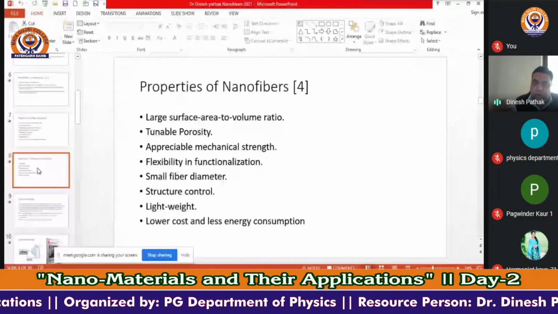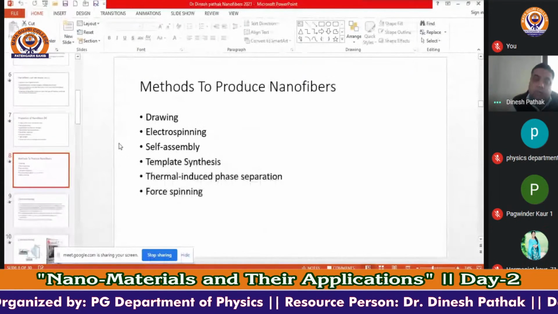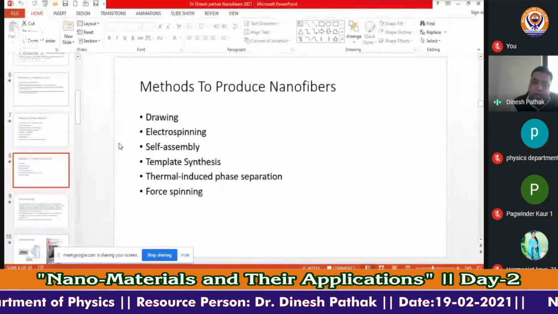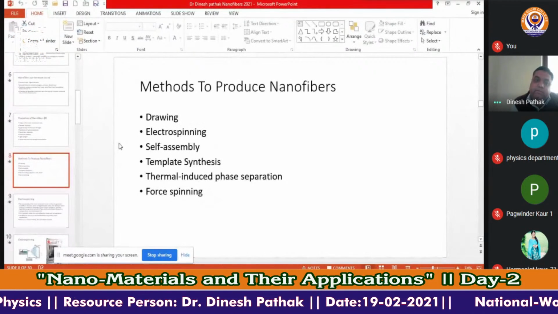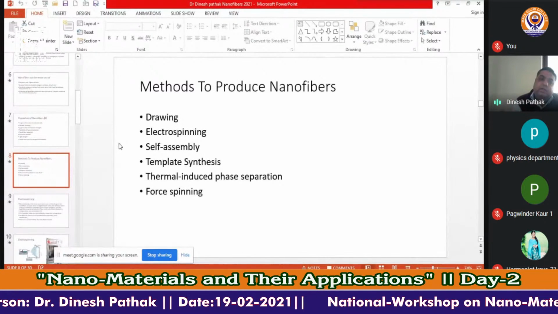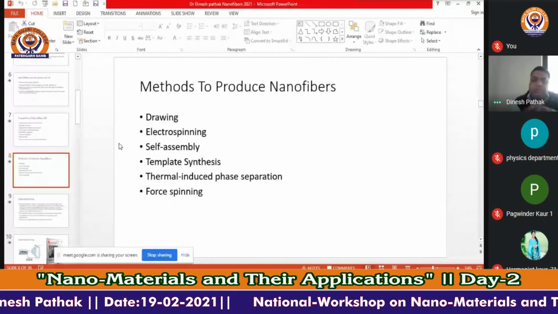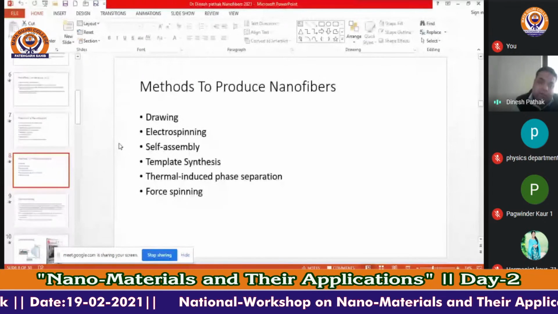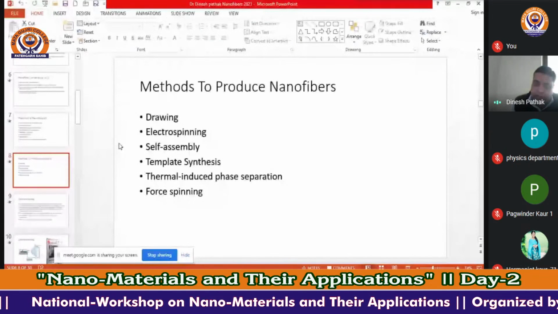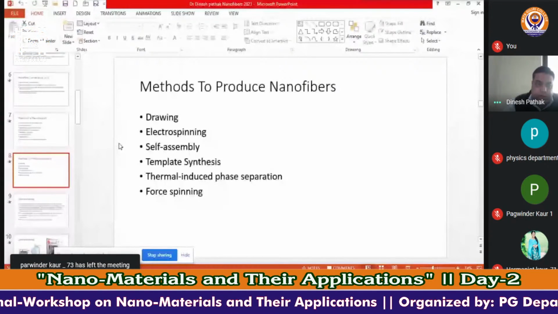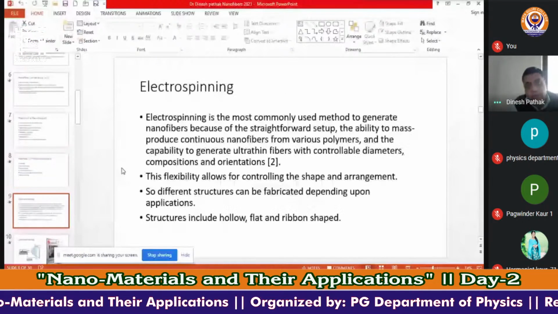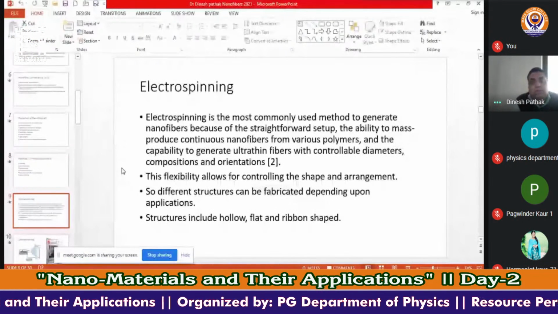Now, how can these types of nanostructures be produced? We have several methods. First is drawing, then electrospinning, then template based synthesis, then force spinning. Force spinning is a method where you put the solution in a chamber and rotate it, and there are nanopores on the side, and then we can produce nanofibers. Similarly, we have electrospinning, which I used in my work which we started last year.